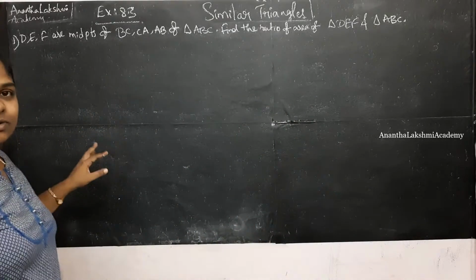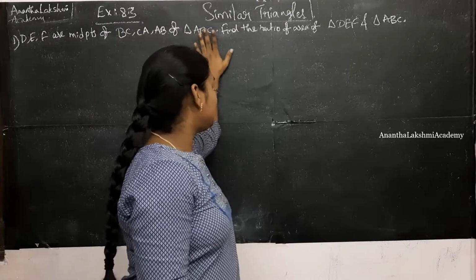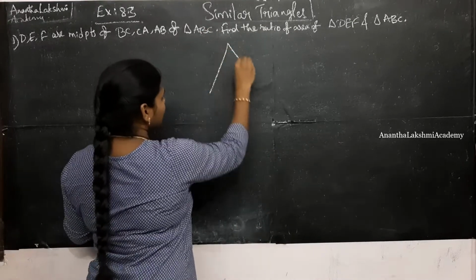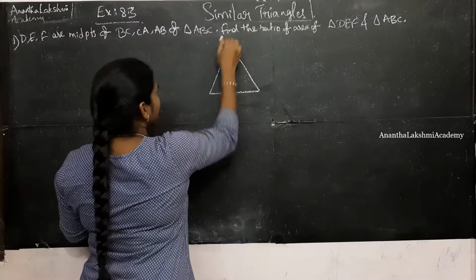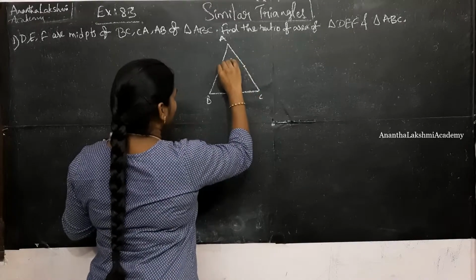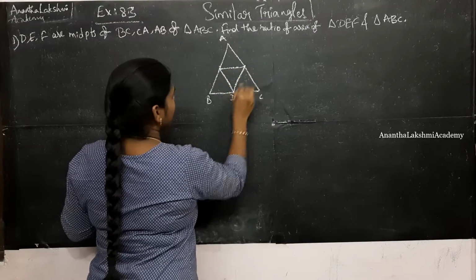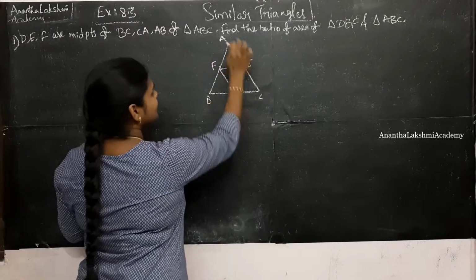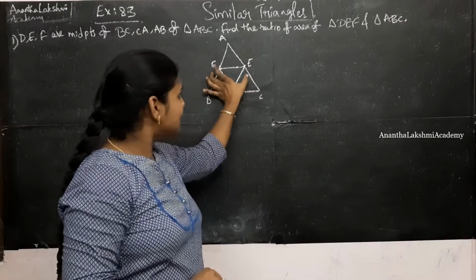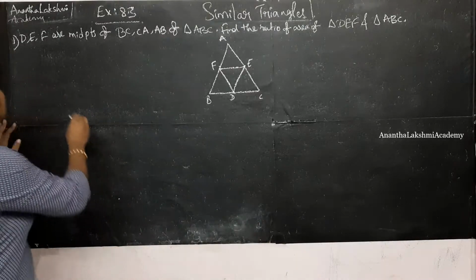Okay, so let me write out the problem for you. D, E, F are midpoints of BC, CA, AB of triangle ABC. Okay, let us draw the triangle first. What is given for us? Of triangle ABC, there are midpoints D, E, and F, of BC, CA, and AB. And now they are asking us to find the ratio of area of triangle DEF, the inner triangle, and the outer triangle.